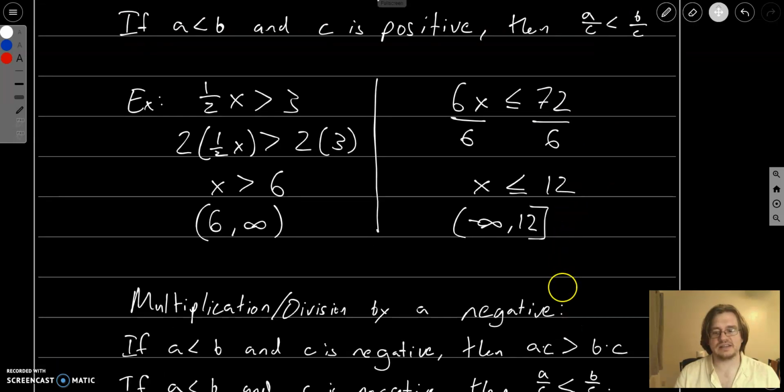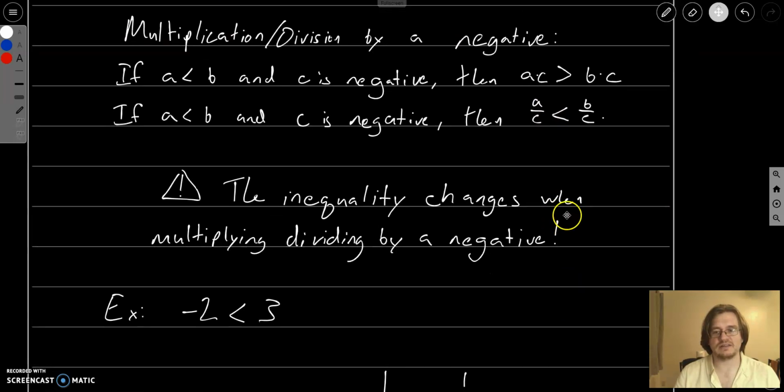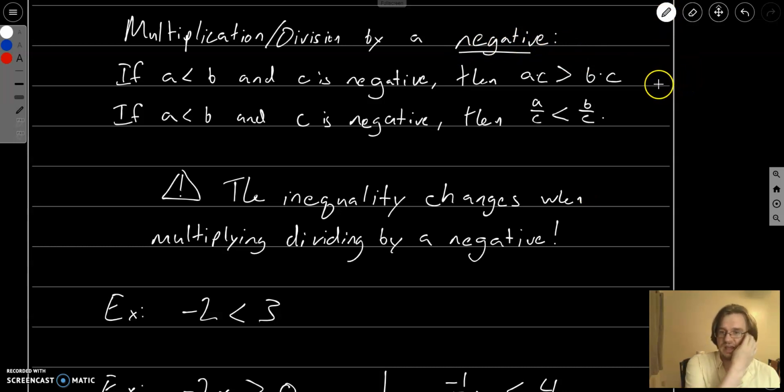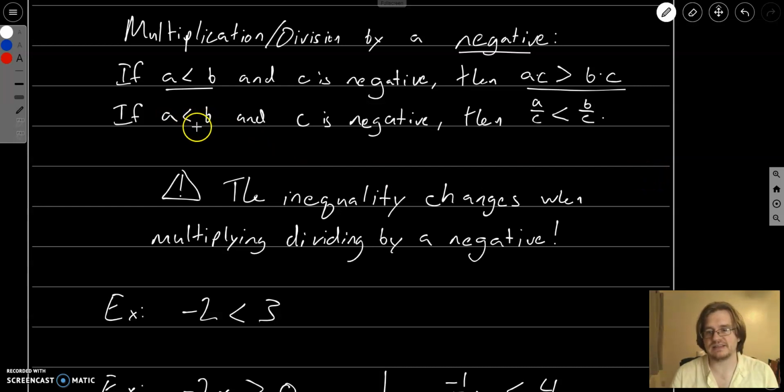So the last thing that we have to worry about is multiplying or dividing by a negative number. And this is the one thing that we have to be careful of. If A is less than B and C is negative, then A times C is greater than B times C. So notice that the inequality went from less than to greater than. It flipped.